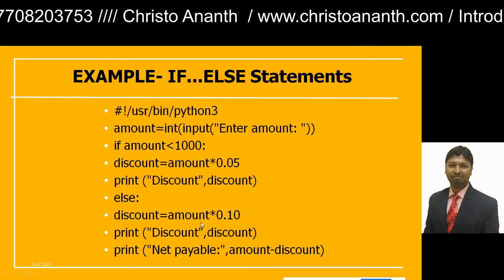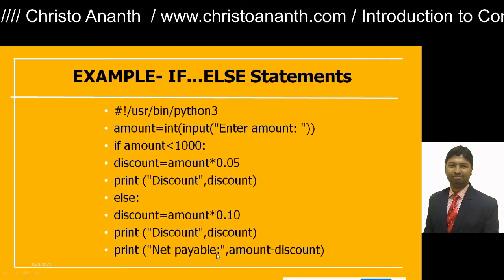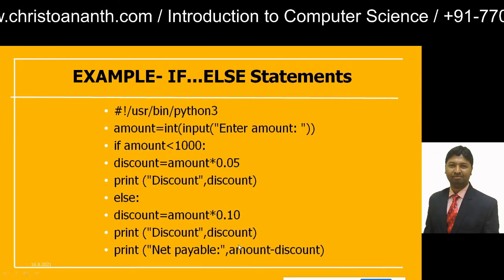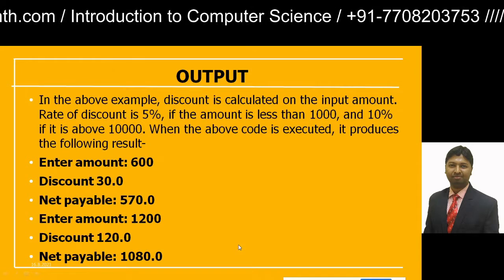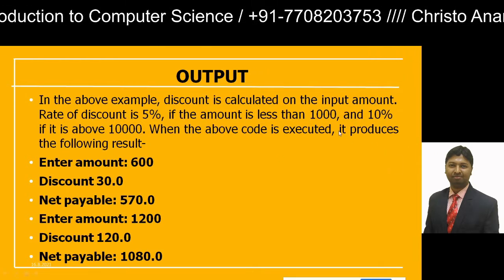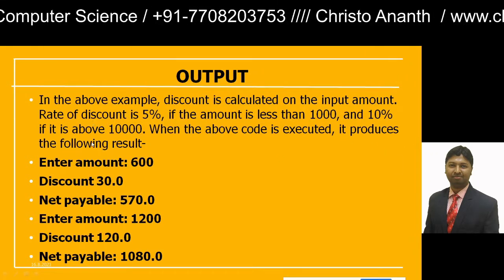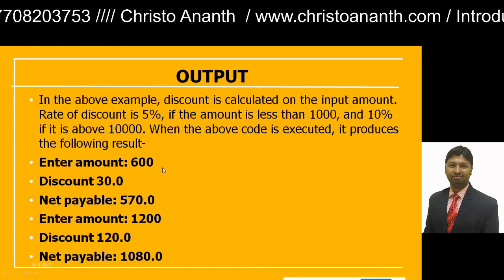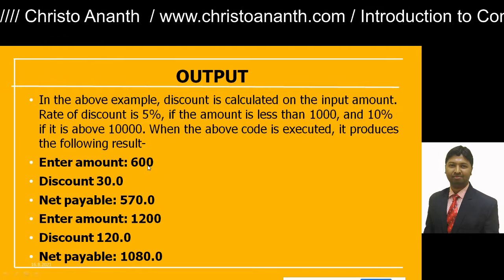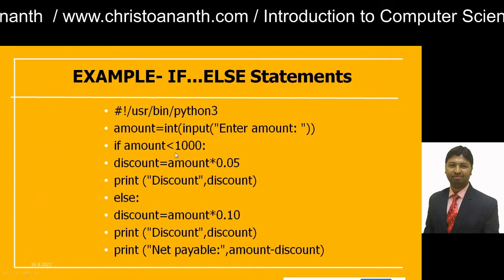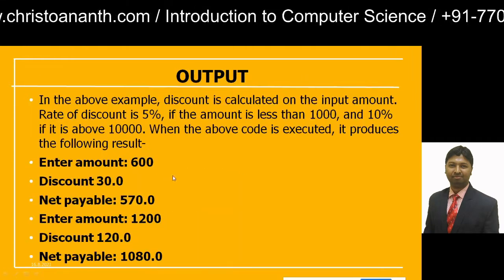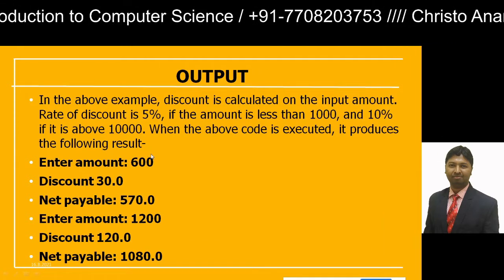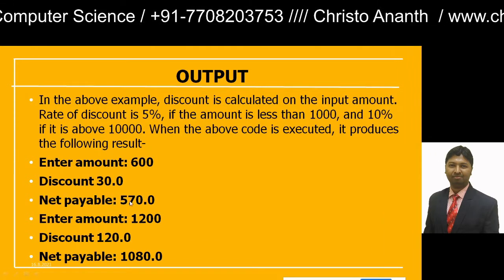Afterwards, you are going to print the net payable amount, which is the amount minus the discount. In this case, the discount is calculated on the input amount. For example, if you execute this program and enter the amount 600, this 600 is less than 1000, so you go with 0.05. So 600 into 0.05, the discount is 30 rupees. So 600 minus 30, the net payable amount is 570 rupees.